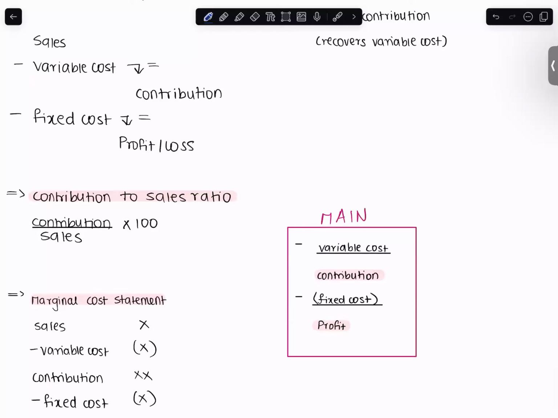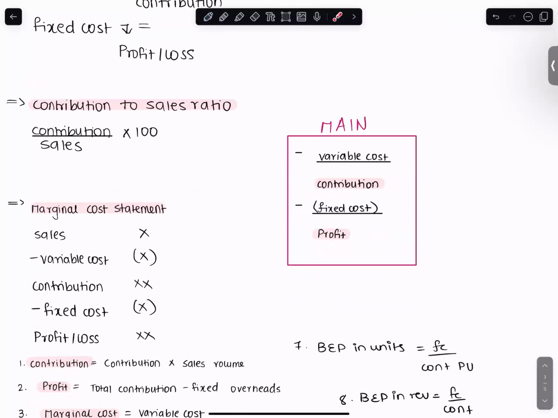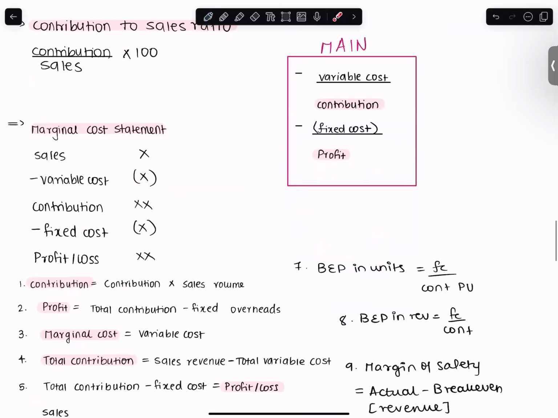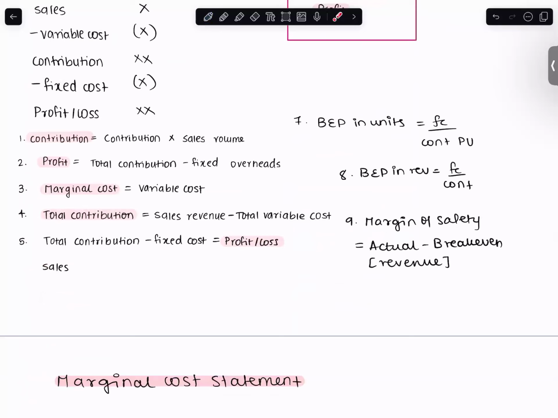What is the formula for contribution to sales ratio? Contribution upon sales into 100. In the marginal cost statement you told me, contribution, how do you get it? Sales minus variable cost. Profit, how do you get it? Contribution minus fixed cost. How do you get the break-even point? Break-even is fixed cost upon contribution per unit, which will give you the units, and if you want it in revenue, it will be fixed cost upon CS ratio.